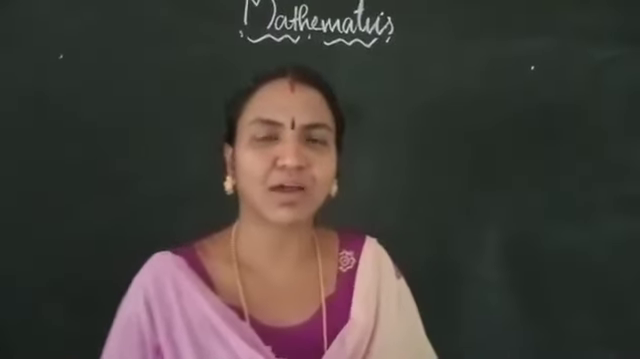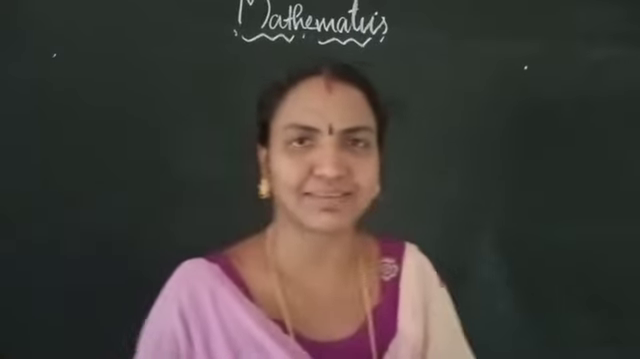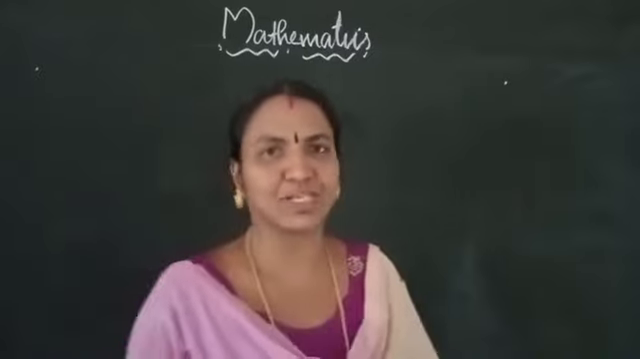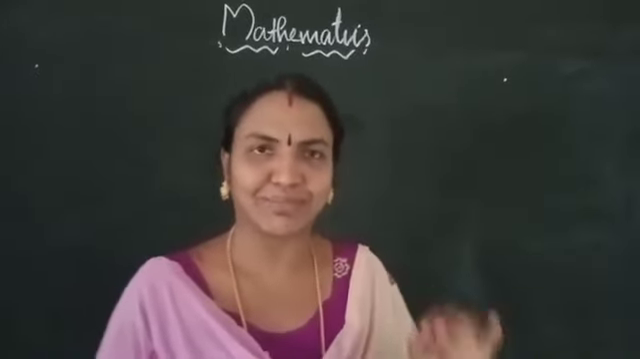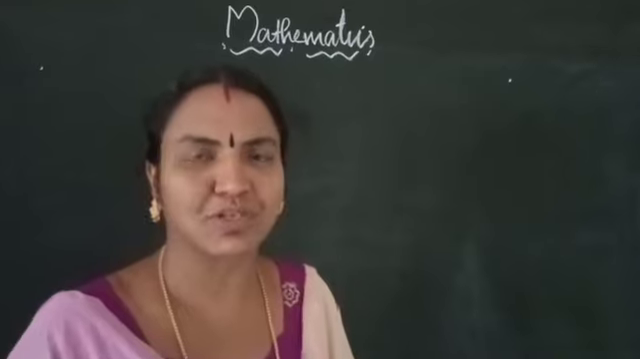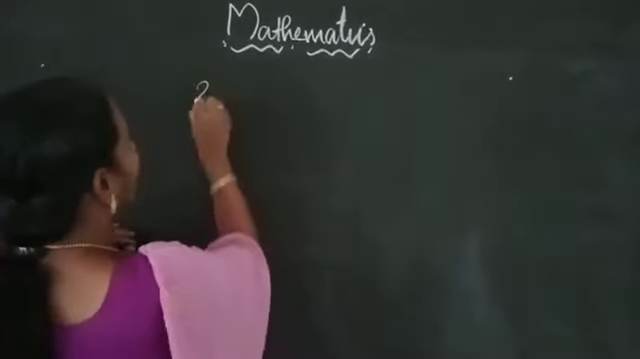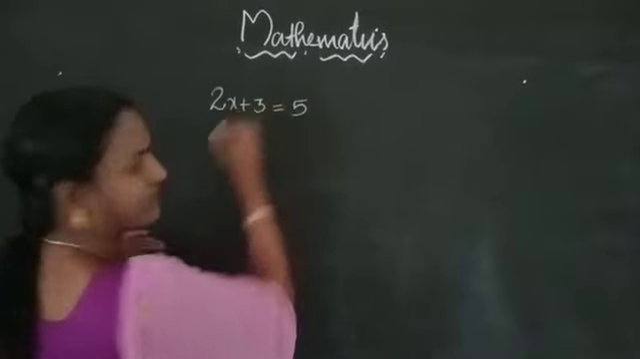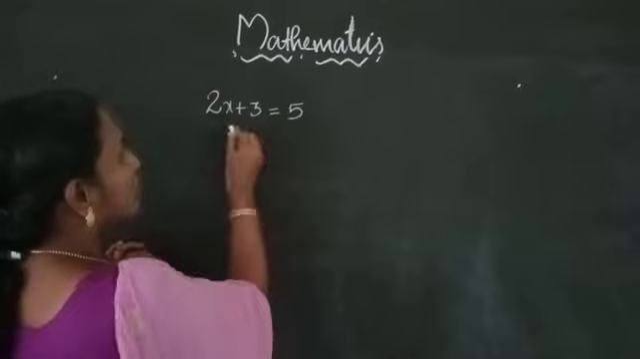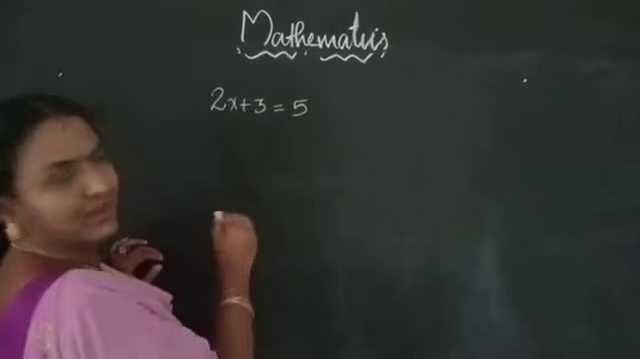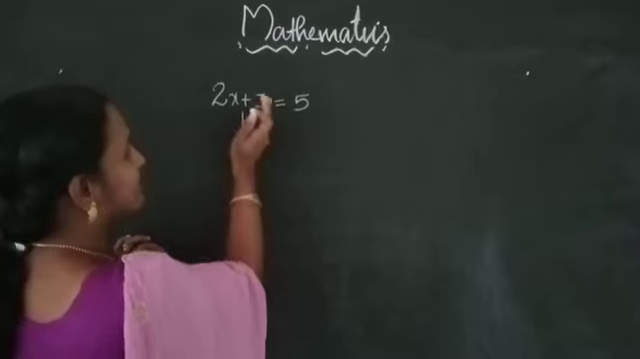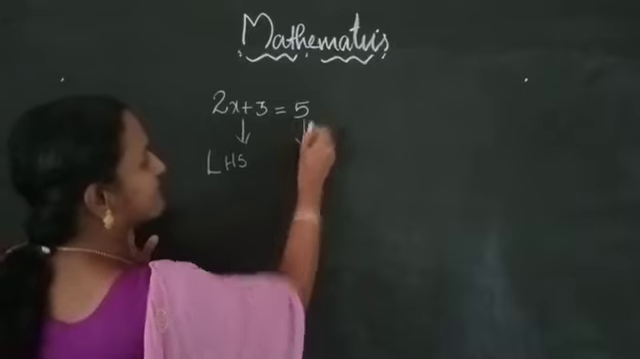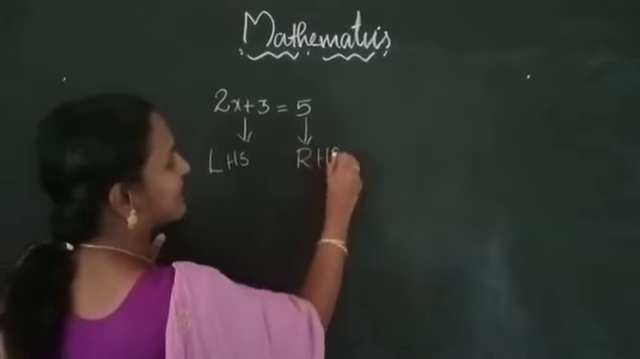You have already learned about algebraic equations in the previous classes. An equation is a statement of equality of two expressions. For example, 2x plus 3 is equal to 5. Here 2x plus 3 is the LHS, left hand side, and 5 is the RHS, right hand side.